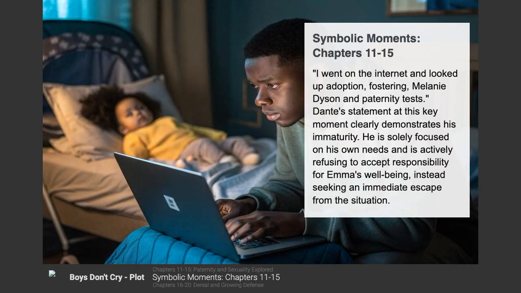Symbolic moments, chapters 11 to 15. "I went on the internet and looked up adoption, fostering, Melanie Dyson, and paternity tests." Dante's statement at this key moment clearly demonstrates his immaturity. He is solely focused on his own needs and is actively refusing to accept responsibility for Emma's well-being, instead seeking an immediate escape from the situation.